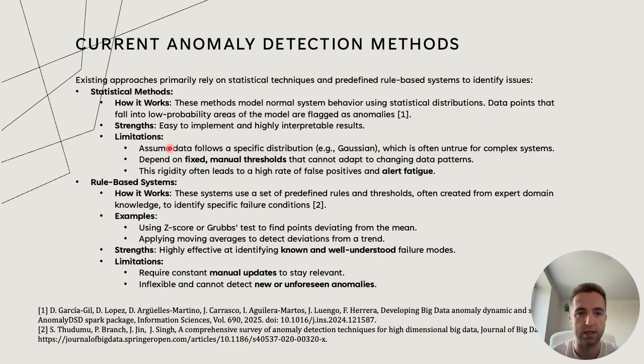The limitation of the statistical method is that it assumes data follows a specific distribution and it depends on fixed manual thresholds that can't adapt to changing data patterns. The rule-based system requires constant manual updates to stay relevant, is inflexible, and can't detect new, unforeseen anomalies.